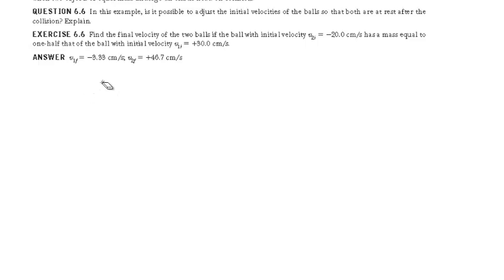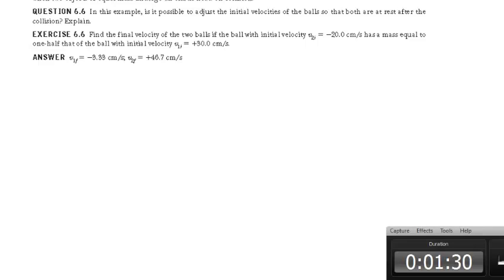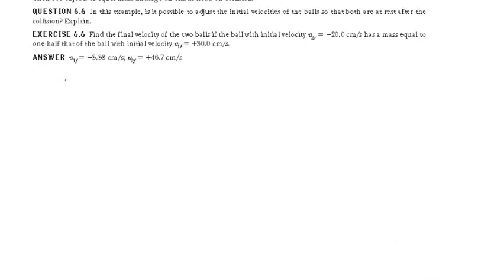What we've got is mass 1 is equal to m. So I'm just going to apply it to that. And mass 2 is equal to half of m. I'm just using m as our mass. So our initial velocity of mass 1 is plus 30 centimeters per second. And our initial velocity of mass 2 is minus 20 centimeters per second.